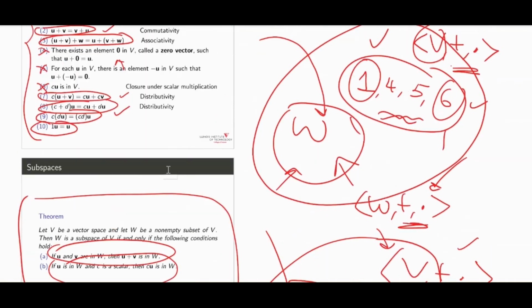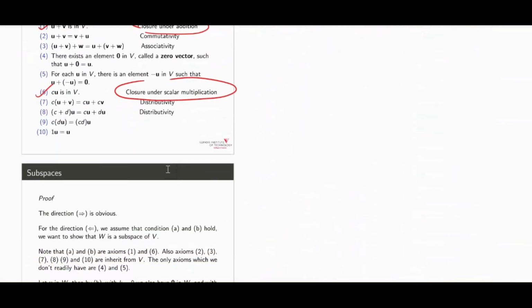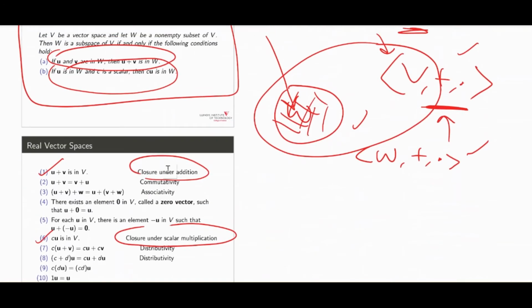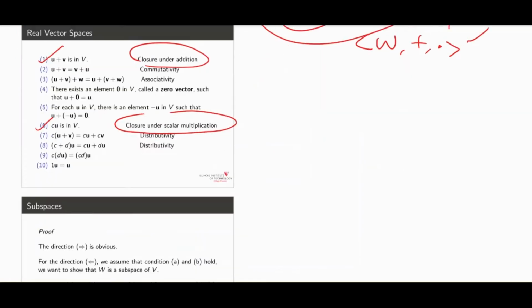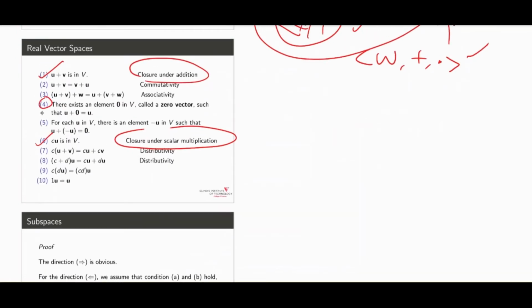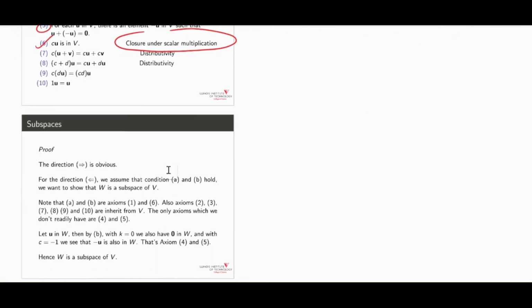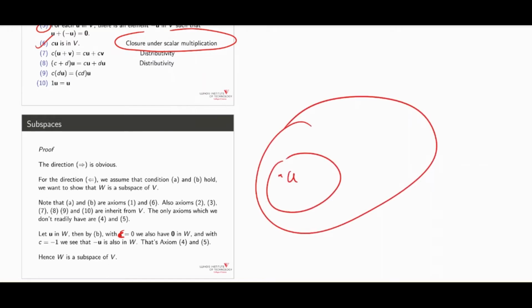Now you might recall, how about 4 and 5, right? Isn't it that 4 and 5 are not inherent? But if you have these two properties right here, closure under addition and scalar multiplication, we will have 4 and 5 as well. Okay, the proof is right here. So remember that we need to have a 0. So we have closure for scalar multiplication. So for example, if you choose, okay, so this is actually C. If you have a U in W, all right?